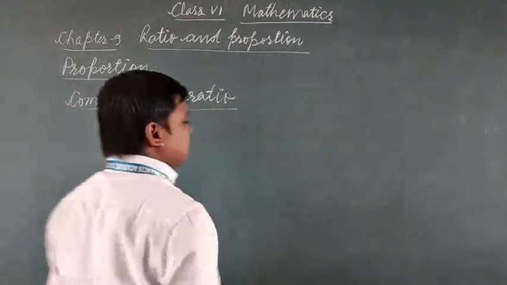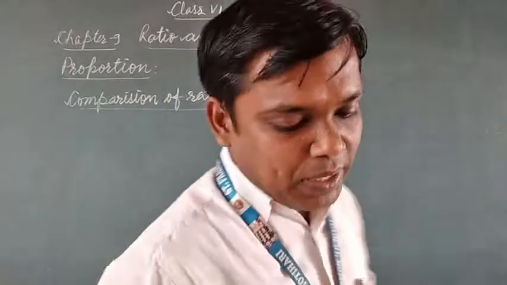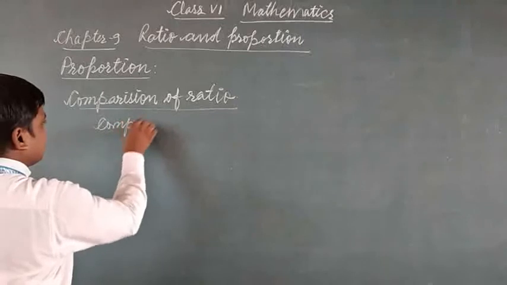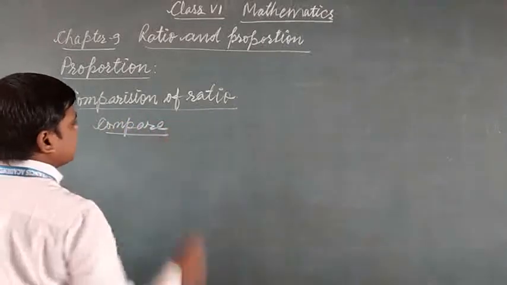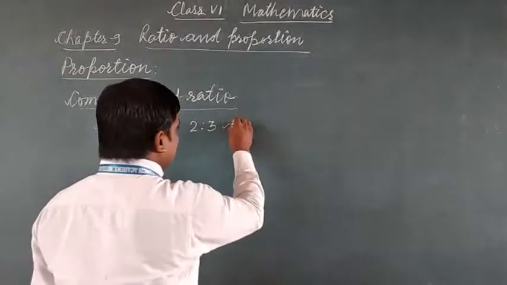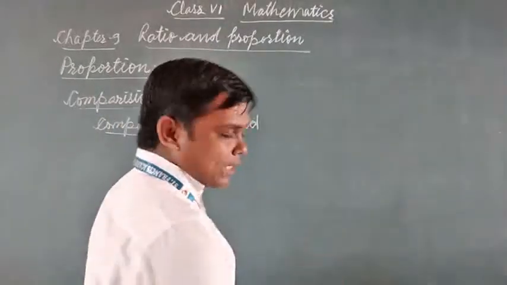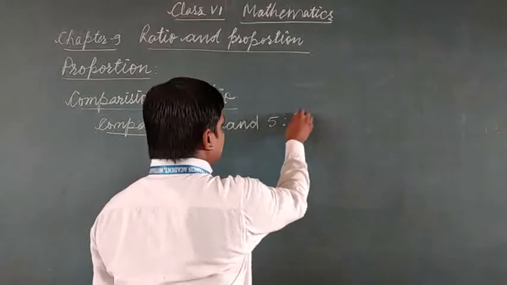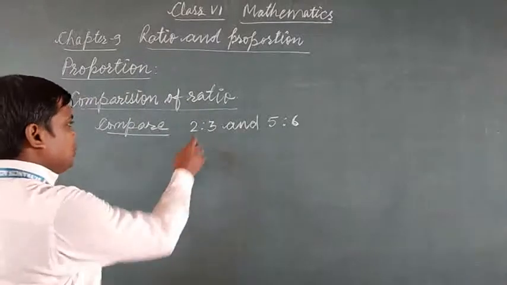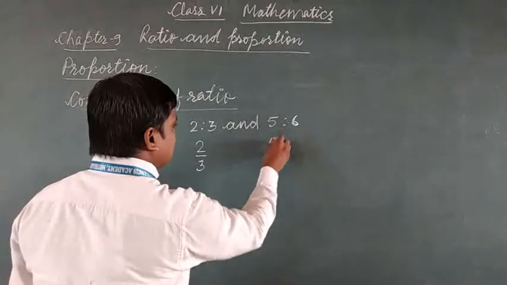I am taking an example to compare two ratios. So let us compare two ratios. Compare 2 is to 3 and 5 is to 6. We can write 2 is to 3 as 2 by 3 and 5 is to 6 as 5 by 6.